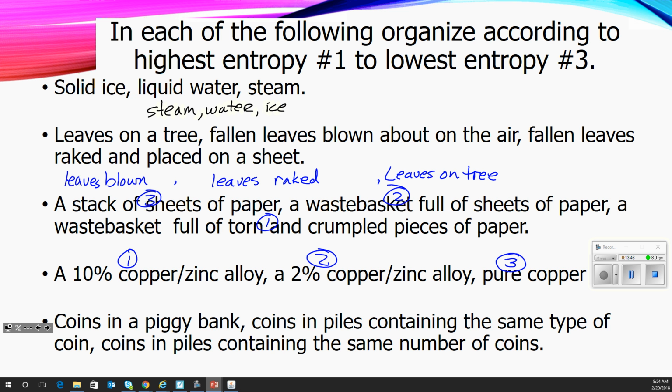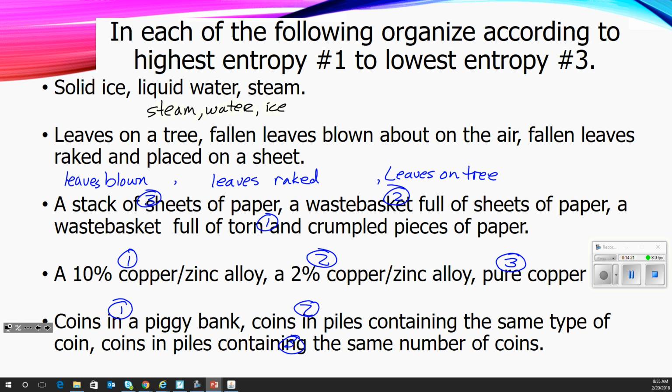What's more important? Okay, so this comes down to you've got to make a decision. So let's do what's the least organized? Piggy bank. Okay, so this one's going to be number 1. Now we got to figure out which one of the other 2 we're going to call the most organized. So coins in piles containing the same type of coin, so that could be big piles. Coins in piles containing the same number of coins. I would probably go the way it is, right? 1, 2, 3.